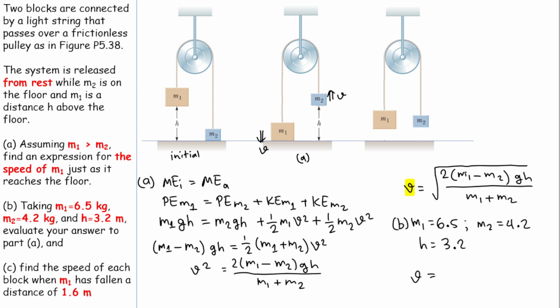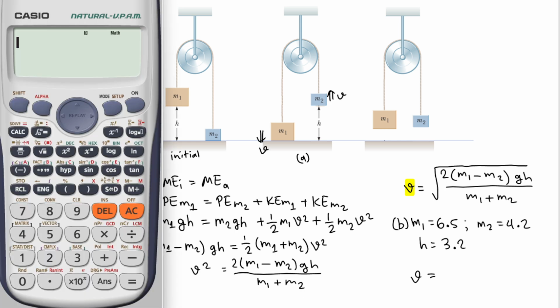That will equal, maybe let's just plug that into the calculator, right? So we will have the square root of 2 multiplied by M1, which is 6.5, minus M2, which is 4.2, and then multiplied by g, which is 9.8, and then multiplied by h, which is 3.2. And then we will have M1 plus M2, so I'll have 6.5 plus 4.2.